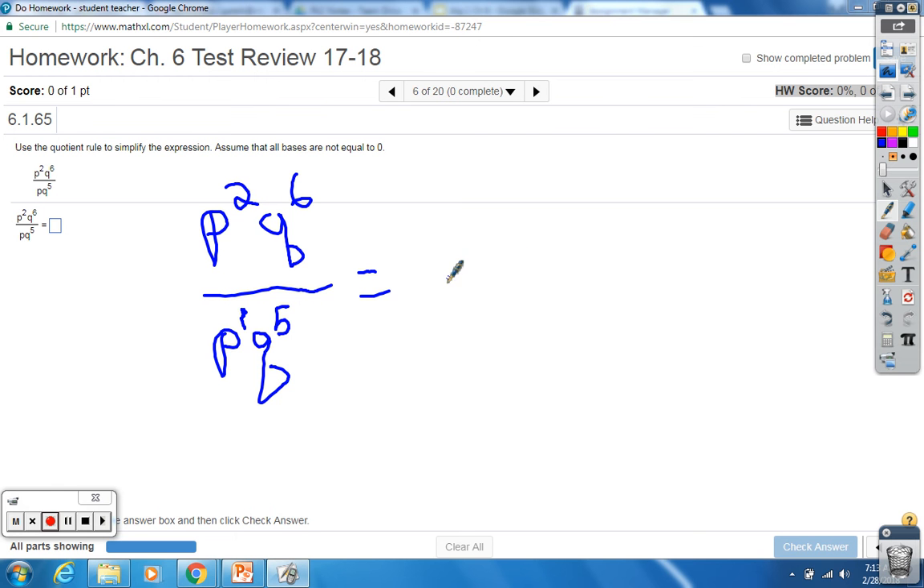So first, we'll start with our p's. So we got p, and then we'll do 2 minus 1 in the exponent. So I'll just put that in parentheses. And then for our q, we'll have 6 minus 5.